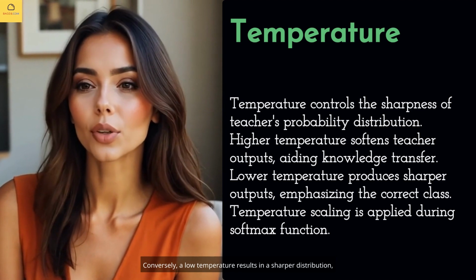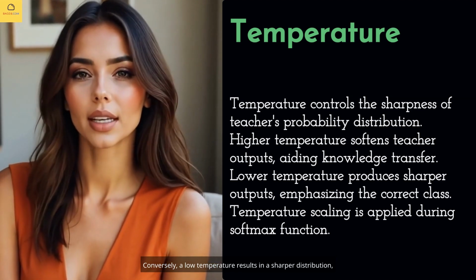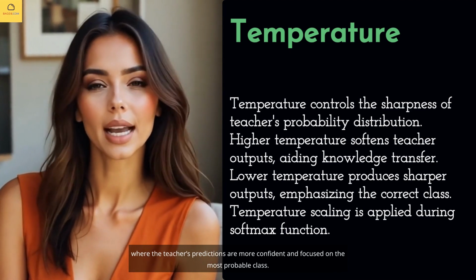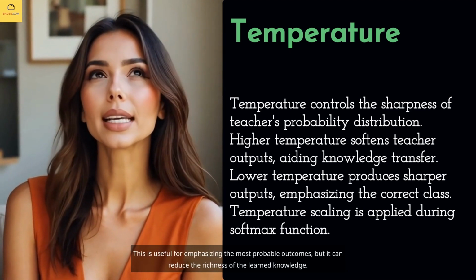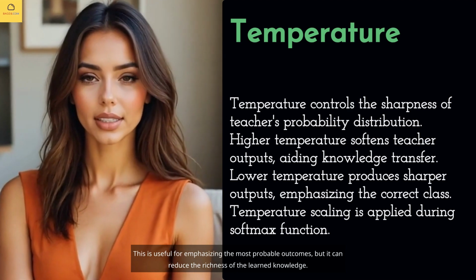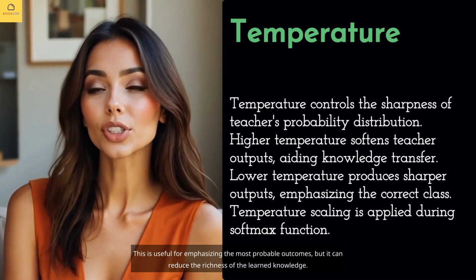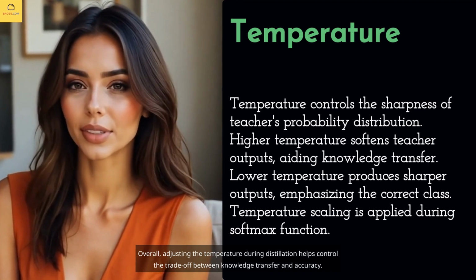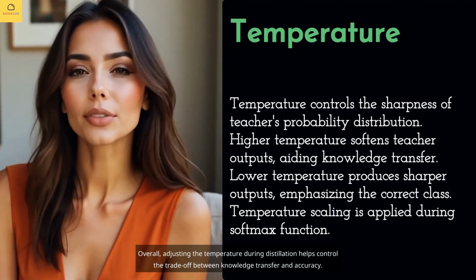Conversely, a low temperature results in a sharper distribution, where the teacher's predictions are more confident and focused on the most probable class. This is useful for emphasizing the most probable outcomes, but it can reduce the richness of the learned knowledge. Overall, adjusting the temperature during distillation helps control the trade-off between knowledge transfer and accuracy.